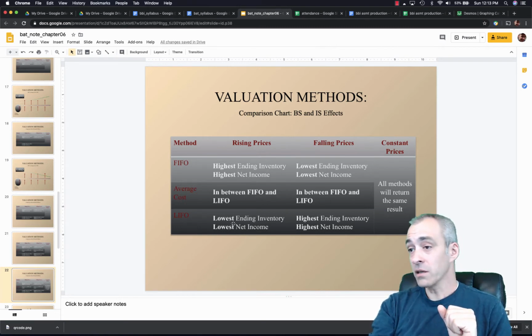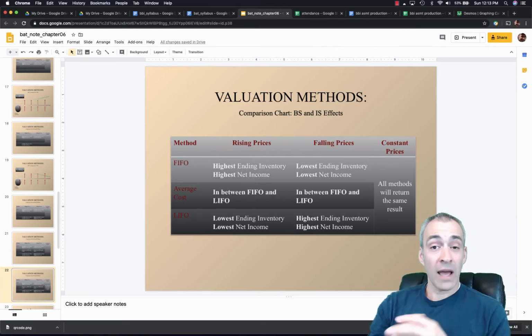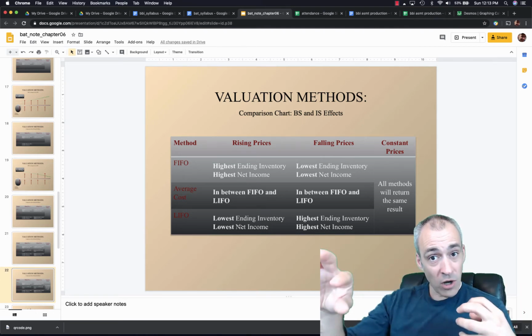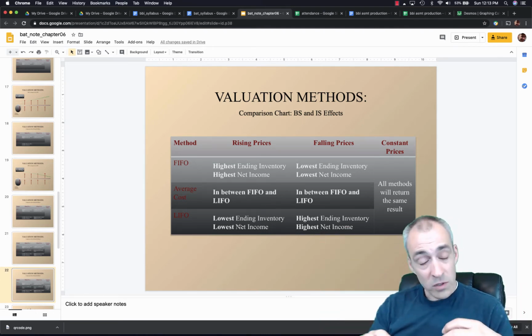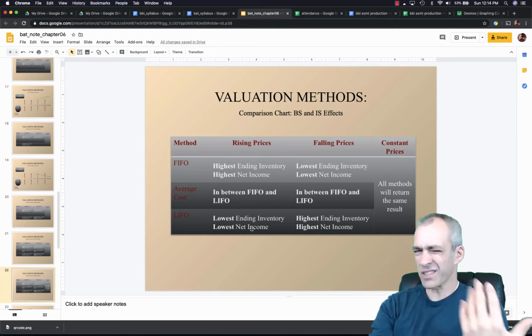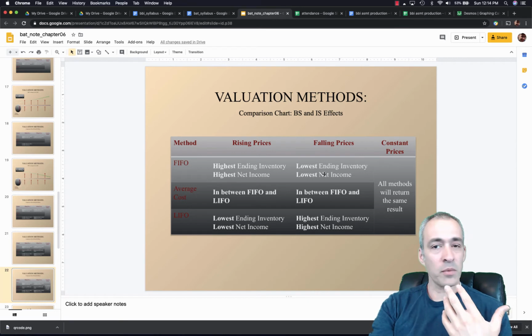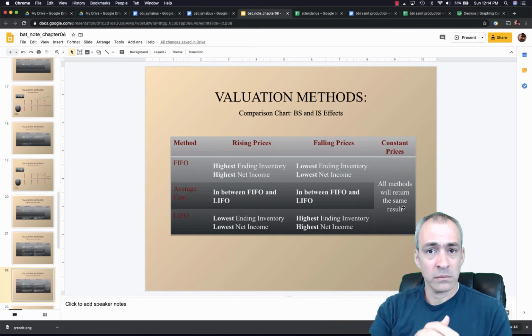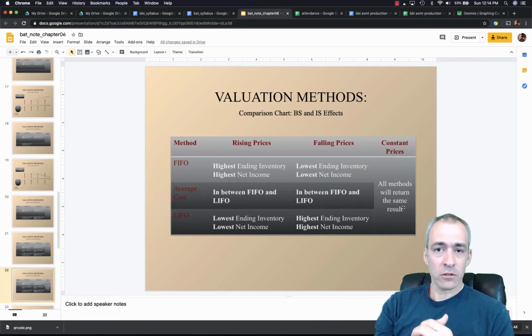LIFO, down here, has the oldest stuff at the lowest price. So inventory value will be smallest, sending the most cost, resulting in the lowest profit. Right? And then when prices are falling, which they almost never are, you have the opposite. And then average cost is always in between. And if prices are constant, then all the methods will be the same. Right? There'll be no difference.